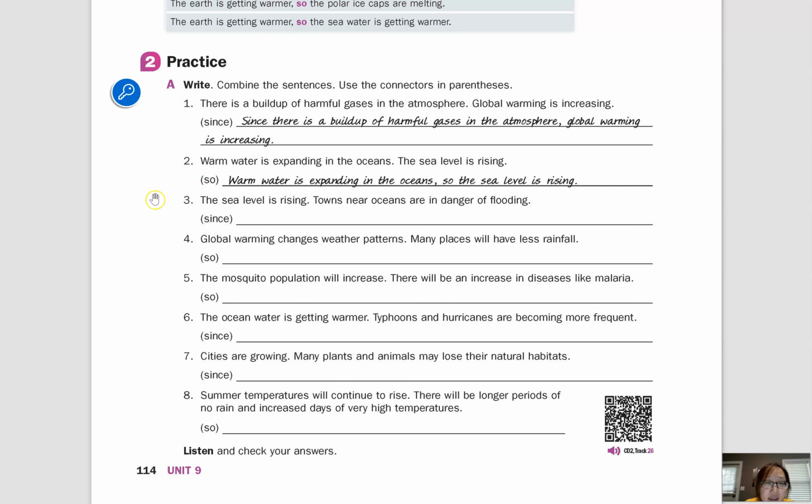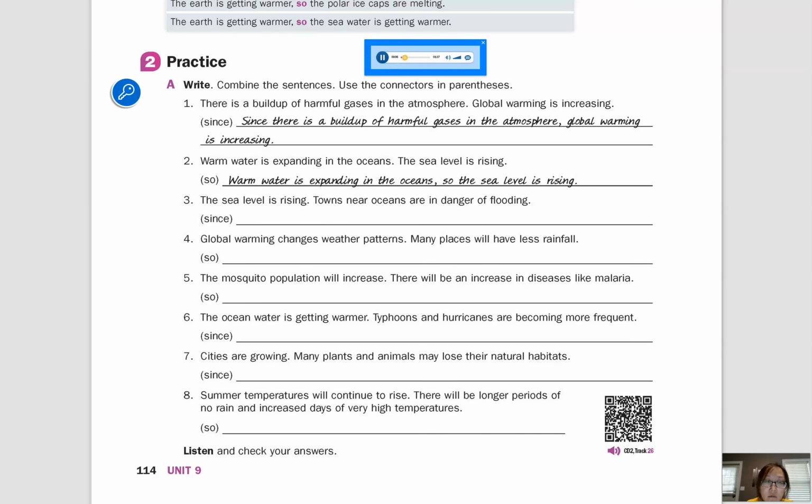So go ahead and take some time to do the rest of this exercise, and you can pause the video and continue when you're finished. Okay, now I'm going to play the audio answers so you can check your answers. Page 114, Exercise 2A.